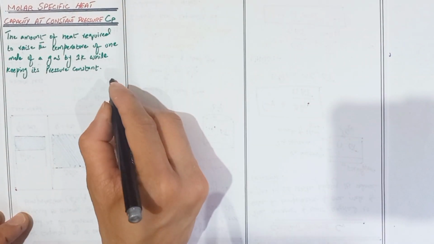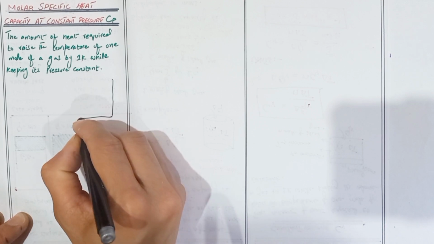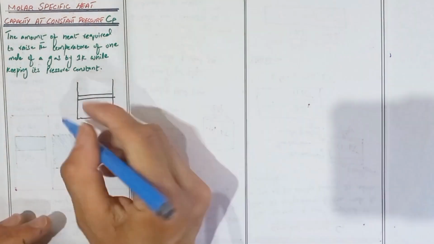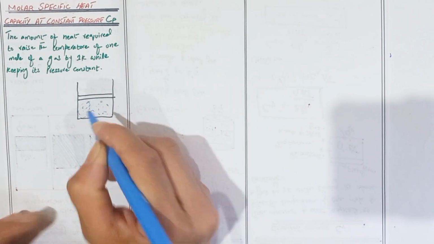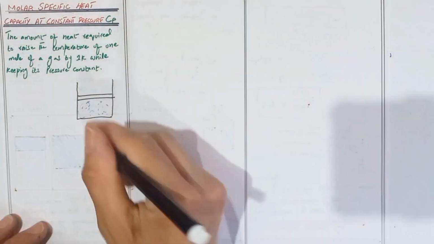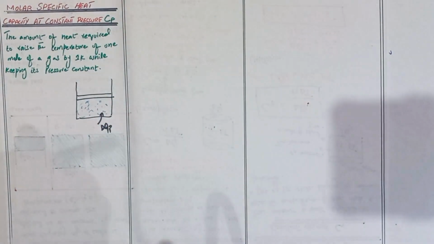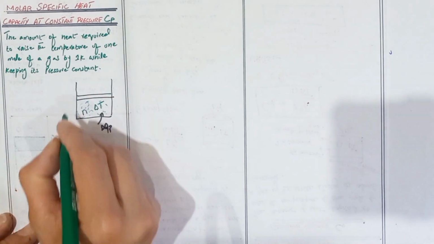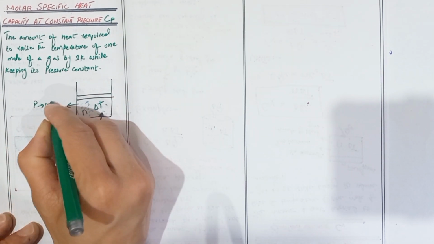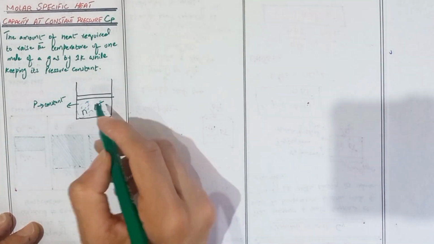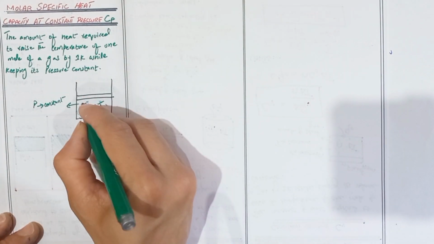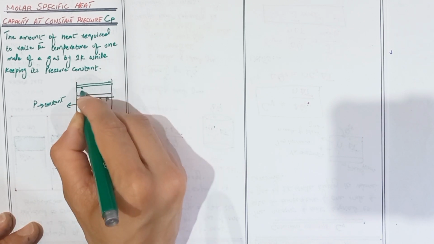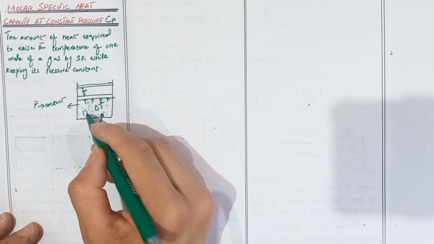To understand this, here we take the container in which n moles of ideal gas is filled. If we give delta QP heat to n moles of an ideal gas to raise the temperature by delta T while keeping the pressure constant, then the increase in temperature does work on the piston and moves the piston upward. So the piston covers delta X distance by the work done by the n moles of ideal gas.